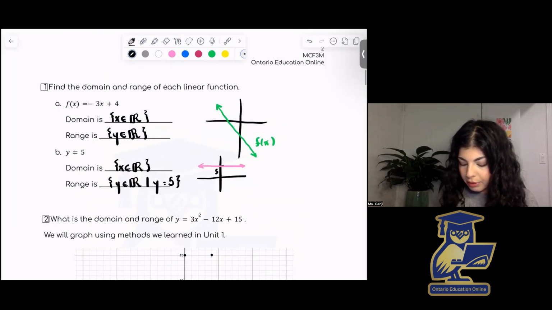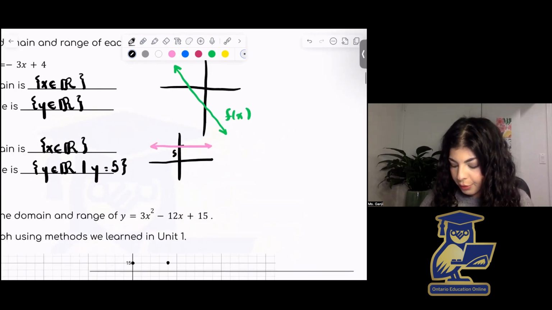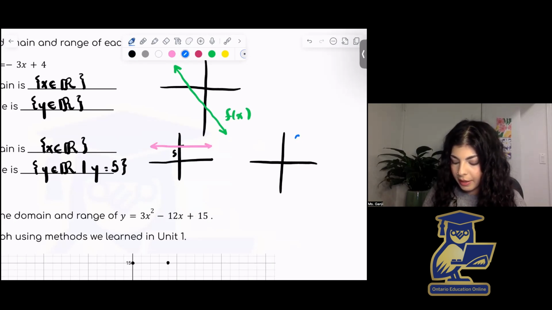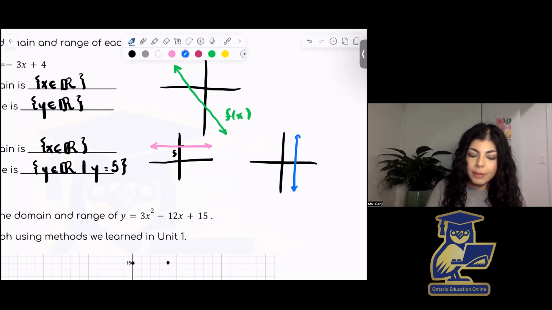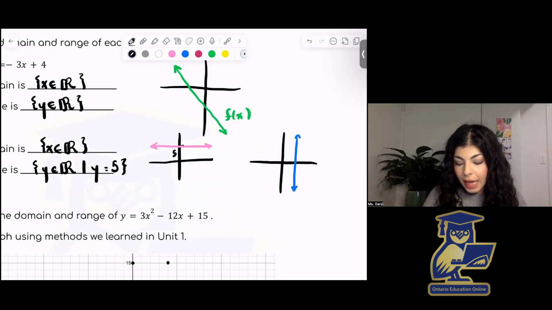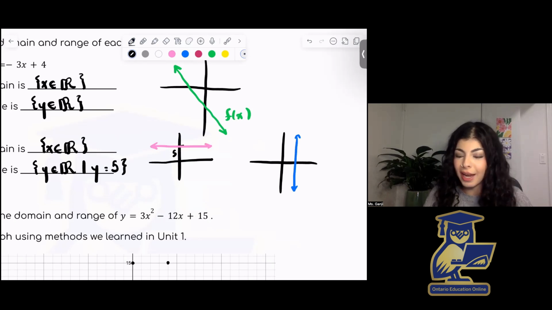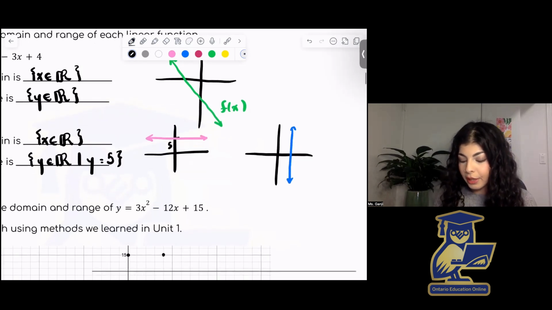And I'll briefly show you if we have a vertical line now. Let's say something like this. So keep in mind, this is not a function based on our definition of function, because at the given point x, we have all the possible values of y. So it does not fit our vertical line test, for it is a vertical line. That being said, we can write its domain and range.